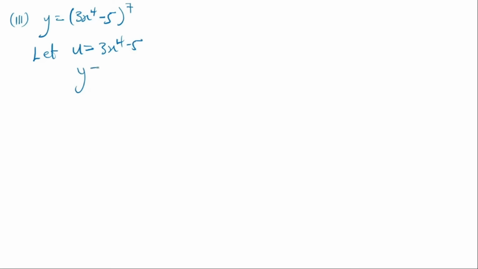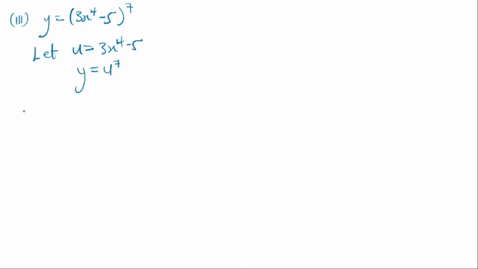So let's have a look at one final example and then we end this tutorial. All right, so the third example we want to look at is what? y is equal to 3x power 4 minus 5, all raised to the power 7. All right, so we say let what is in the bracket be u. So we have u equal to 3x power 4 minus 5. So it means y is equal to what? u power 7. That is replacing everything over here with the u that we said let it be over here.